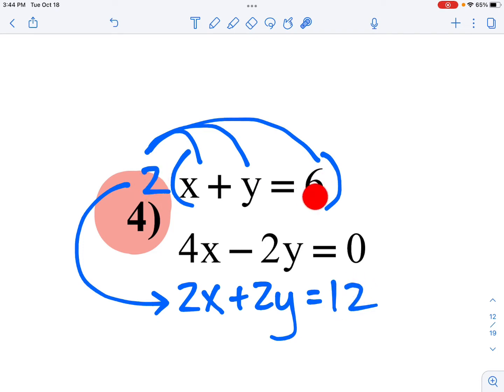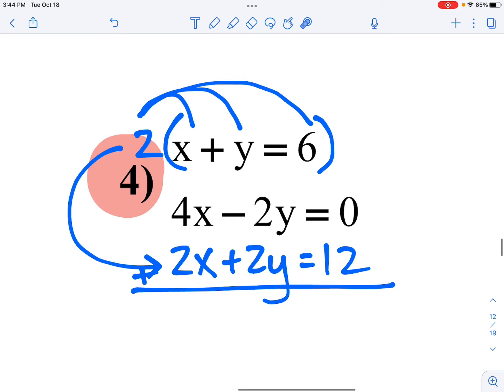Don't forget about this number over here. You have to distribute the 2 to everything, including this number, which is why it changed to 12. Okay, so now look what happens with my variables. So I have 4x and 2x. That doesn't cancel, but I have negative 2y and positive 2y. That is why I chose to multiply my top row by 2, because I knew that would make this 2y and this would be negative 2y, and those would cancel.